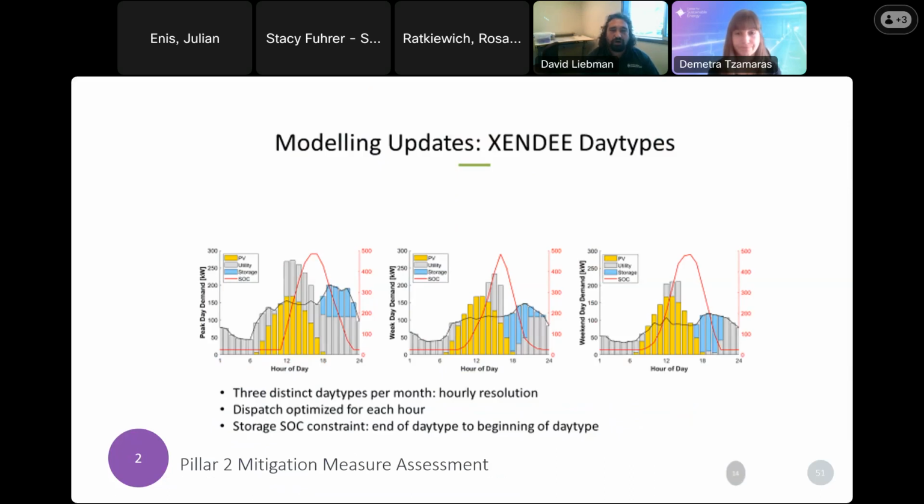So the modeling tool we used is called Zendy. It is built on Lawrence Berkeley National Labs' DER-CAM tool. And the Zendy tool utilizes what's called day types. It utilizes hourly resolution based off of the average weekday of a month, the average weekend of a month, and the average peak day of that month, and does that for every month out of the year on an hourly resolution.